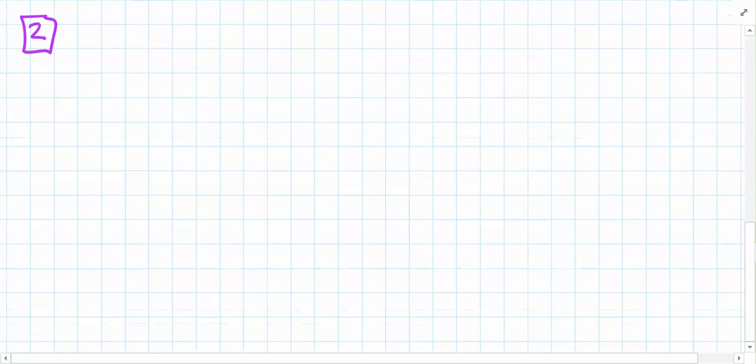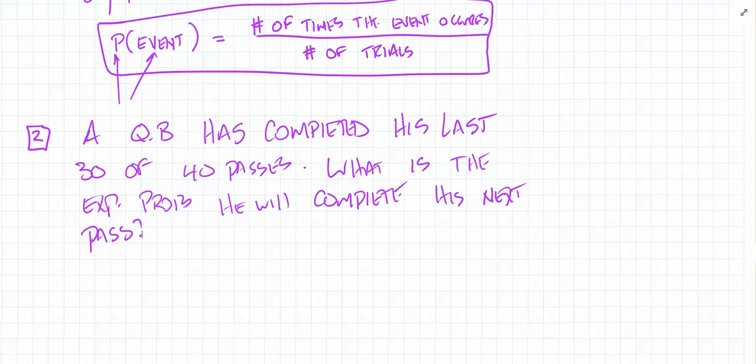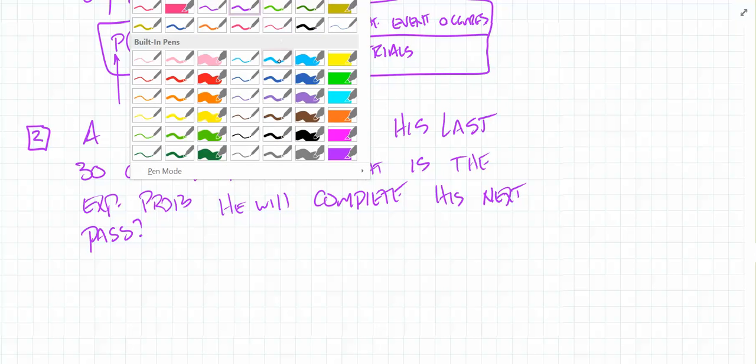Here we go. So here's a very simple, straightforward example. A quarterback has completed the last 30 of 40 passes. What's the experimental probability he'll complete the next pass? Do you see why this is experimental probability? Because we're judging this based on trials, right? So we have 40 trials. He's completed 30.